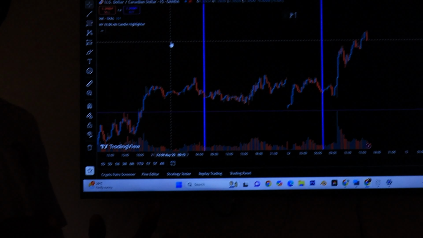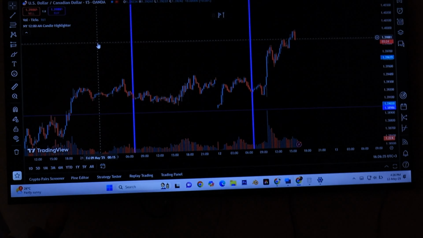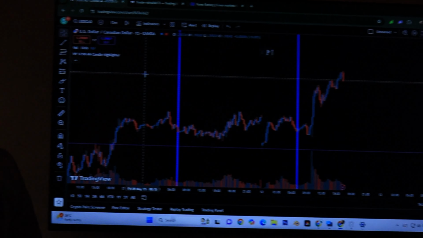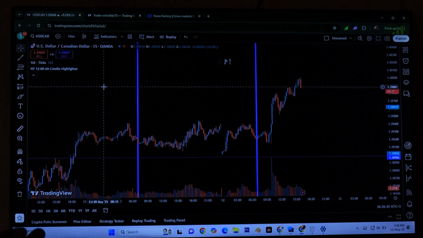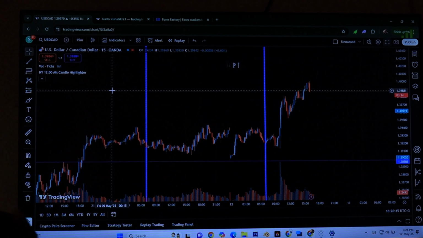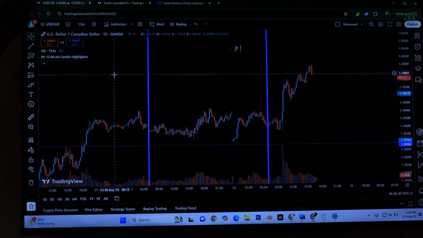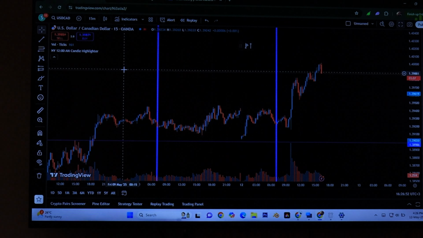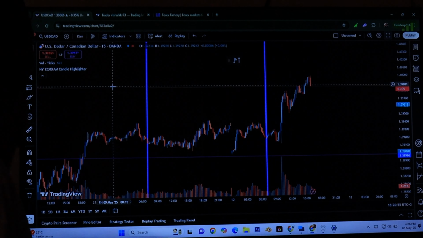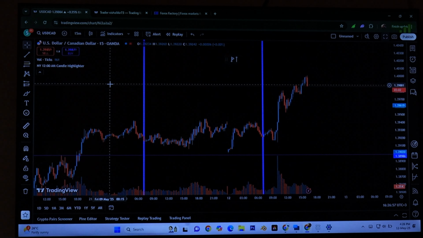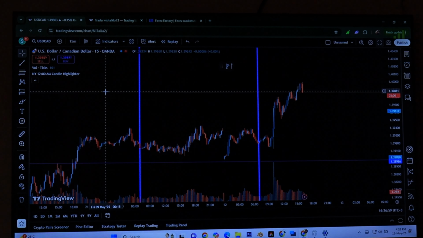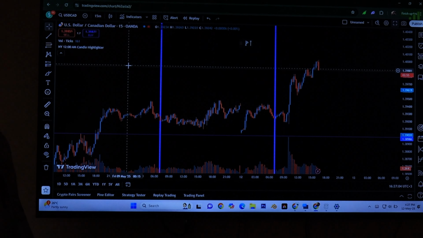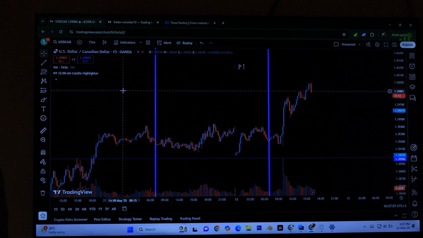If you are going to use this system on other pairs, I'd suggest you take some time backtesting that system. But I'd highly recommend using this system with the USD CAD and Bitcoin against the USD. Those are my most favorites. I don't trade a wide range of pairs like Ethereum, Solana, and others. No, I just stick to two pairs that I trade.